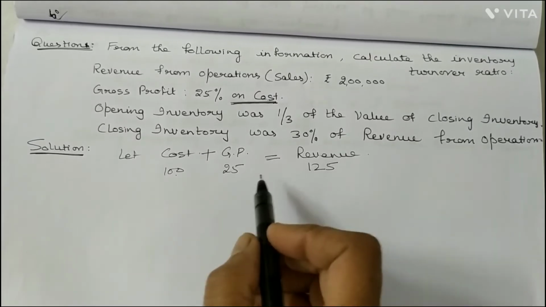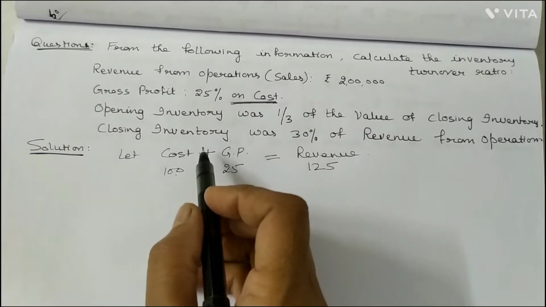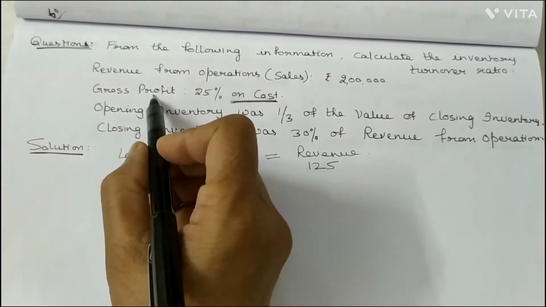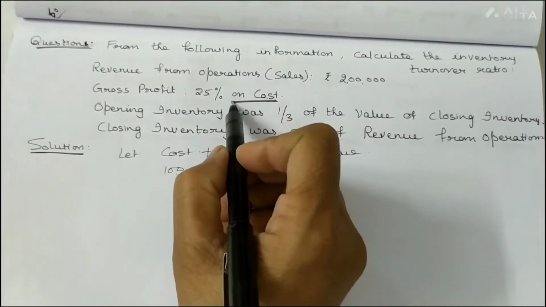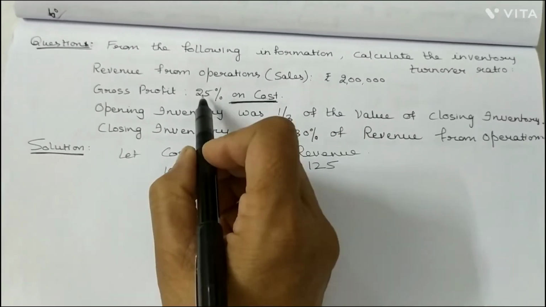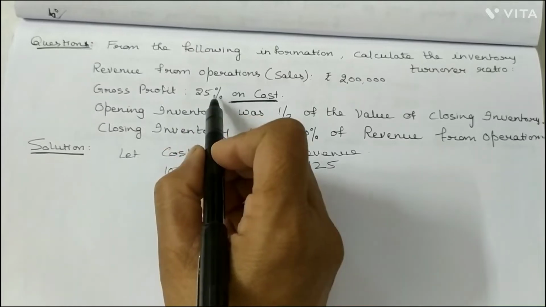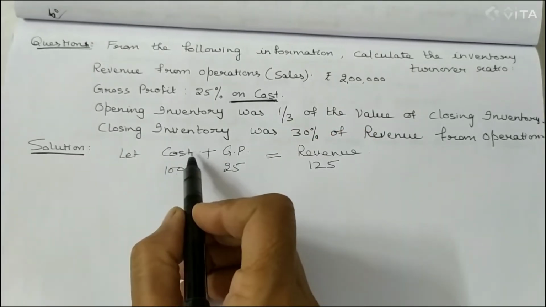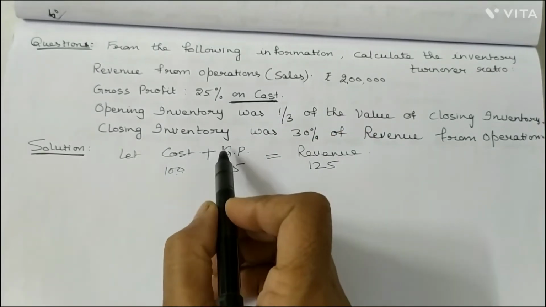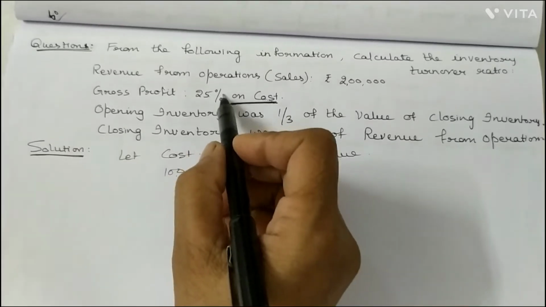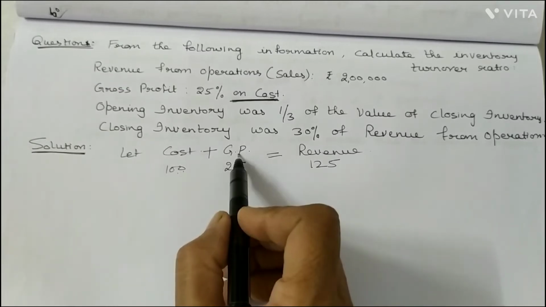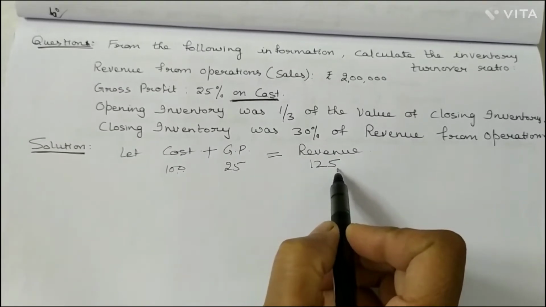First of all, I have to calculate cost of revenue from operation. How will you calculate? Gross profit is 25% on cost. Whatever is given after this profit percentage, you have to suppose that if it is not given in the question. So let me suppose cost price as 100. Then GP is equal to 25% of cost, that means 25. Cost plus profit is equal to revenue, 125.